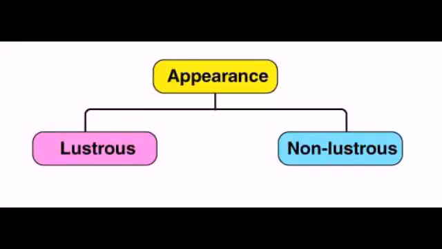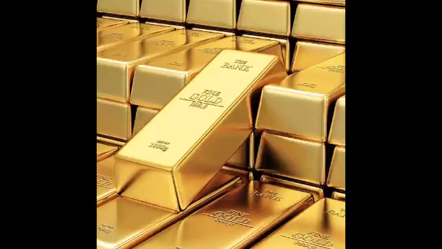Appearance is how materials look. For example, I have taken one example, gold here. You can see there is a shine on gold. Gold has some shine. That means it is lustrous. Let's take another example, wood. You can see it is dull in its appearance. That means it does not have any shine. That means it is non-lustrous.